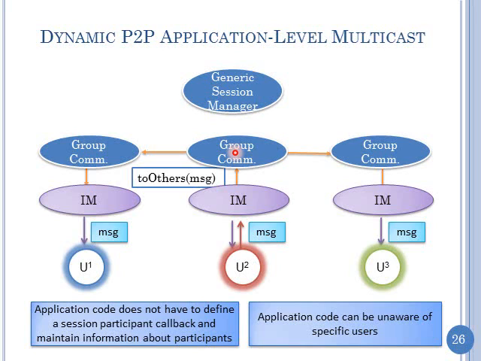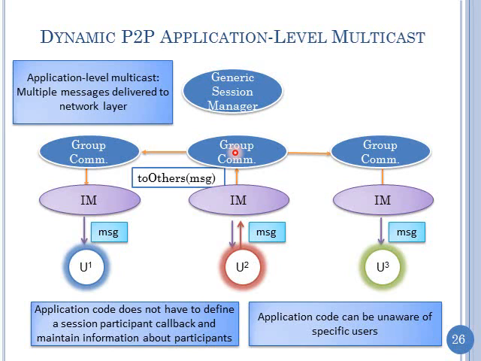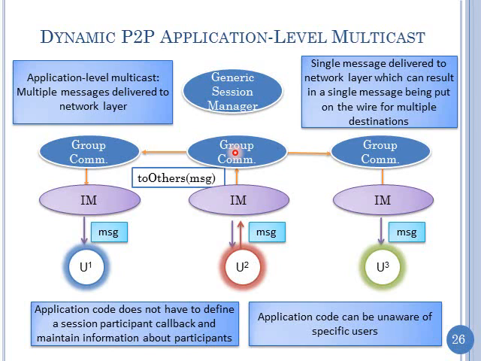That's not what we're doing here. Okay? We're doing application or library level multicast. Okay? So multiple messages are delivered to the network layer, not one message. So in network level multicast, a single message is delivered to the network layer, which can result in a single message being put on the wire for multiple destinations. Depending on the route the messages take, different things can happen.